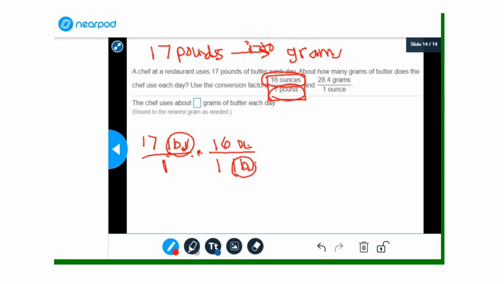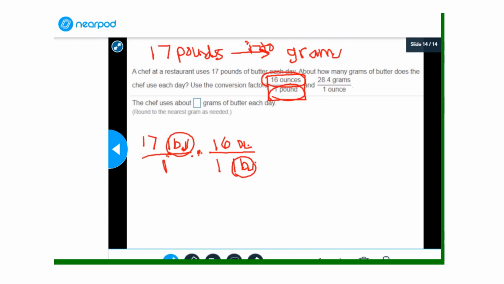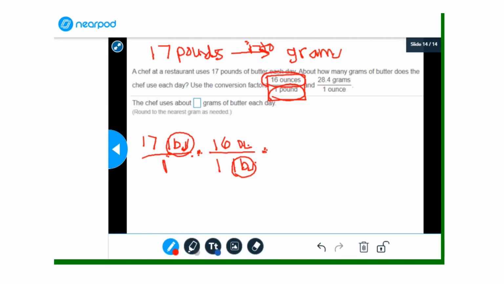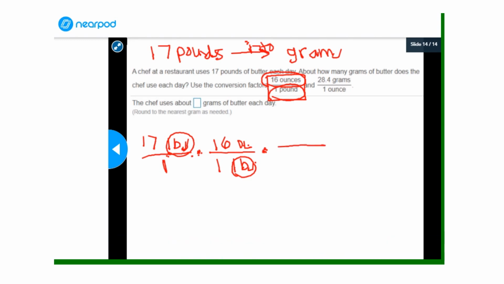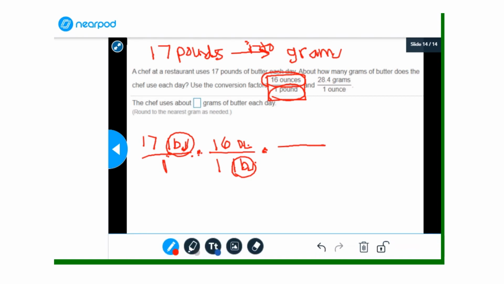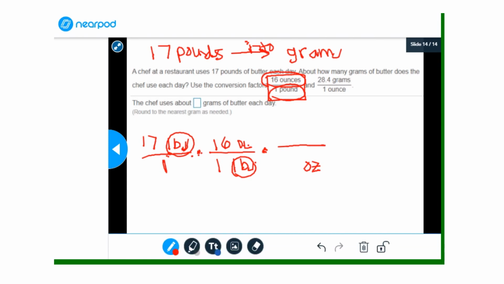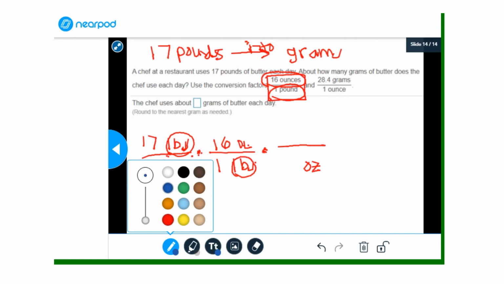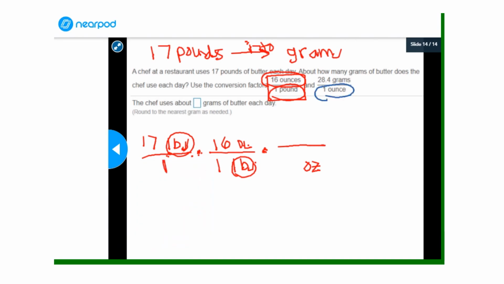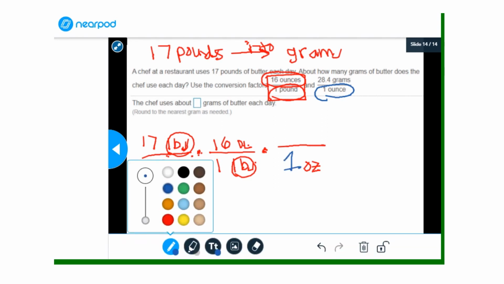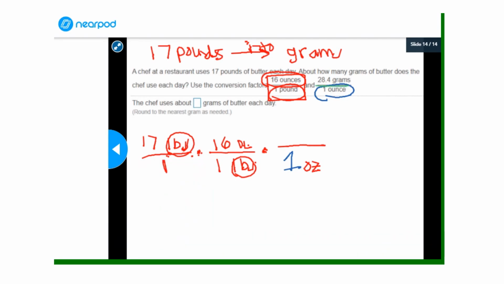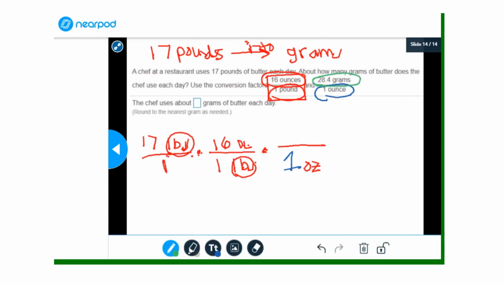So you need to multiply by another conversion factor. The other conversion factor you want to use converts ounces into grams. Since I have ounces in the numerator, if I want ounces to cancel out, I need to put ounces in the denominator. So the rate that goes with ounces goes in my denominator, 1 ounce for every 28.4 grams. So I need to put 1 ounce in the denominator, and in the numerator I need to use the other part of the rate, 28.4 grams.